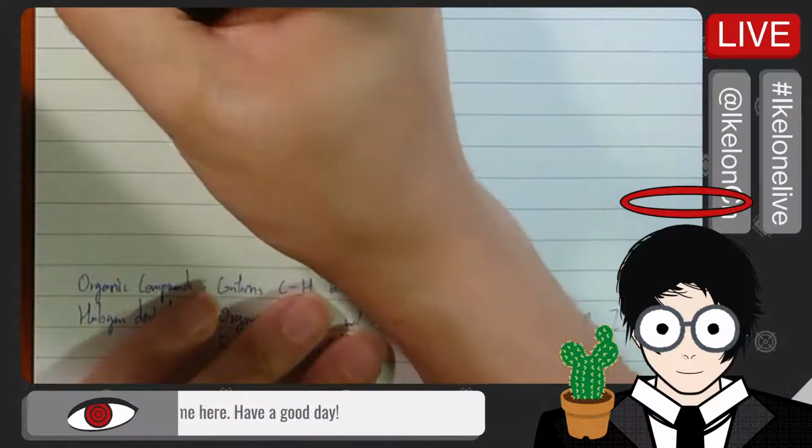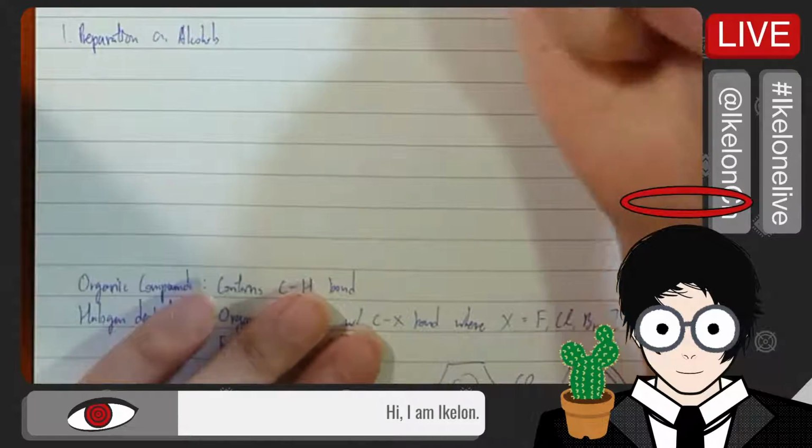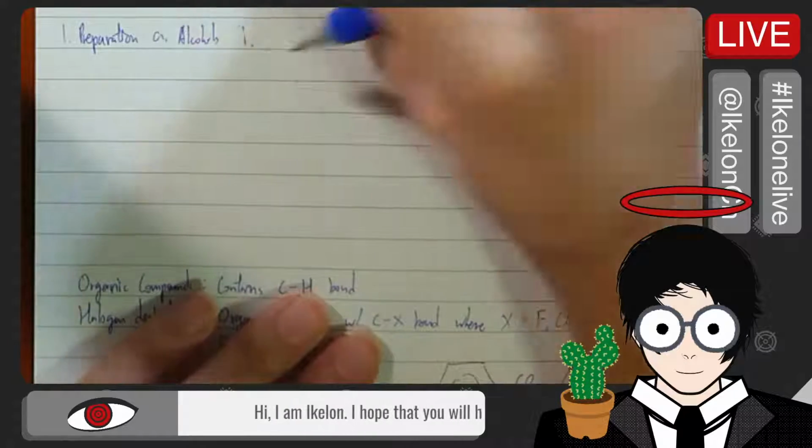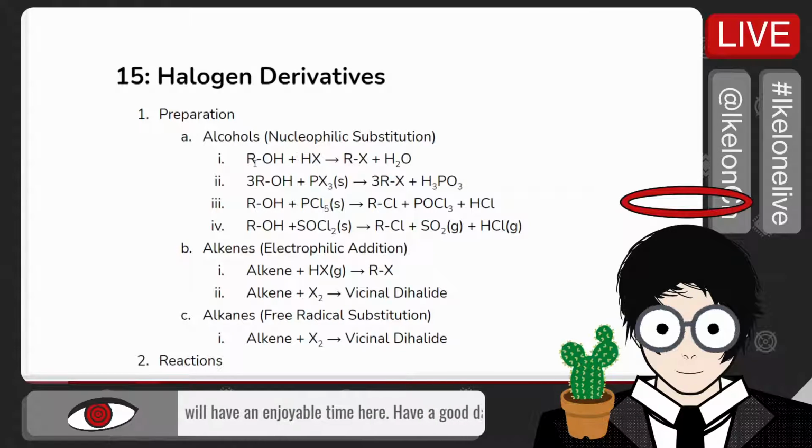And number 1 is alcohols. If you see, it says alcohol. Oh, by the way, R just means any carbon chain. You can basically imagine it as an organic compound. What this means is this is an organic compound with the OH functional group, the hydroxyl functional group. And H just means it's hydrogen, and X is any halogen atom.